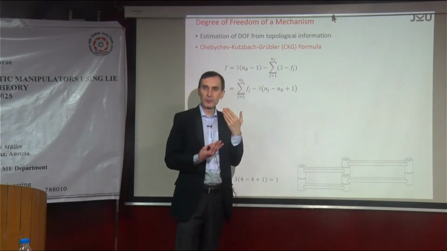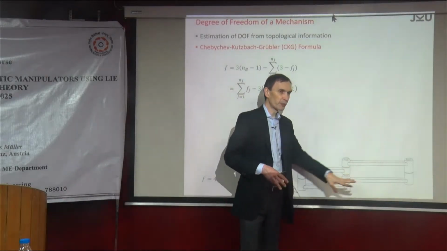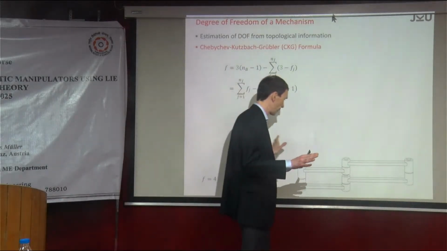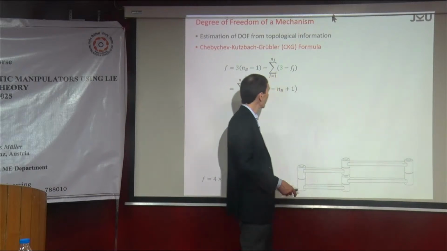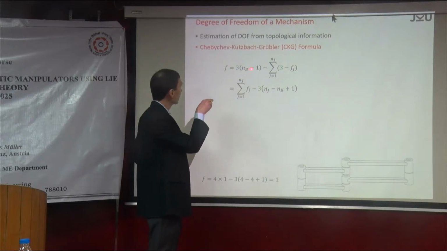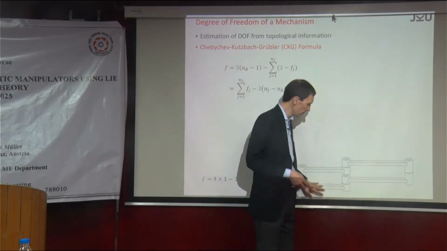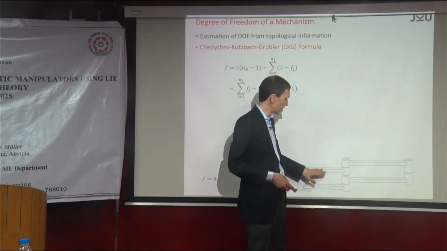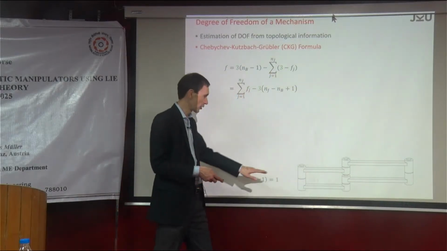So how do you start estimating the degrees of freedom? Let's say that all of the bodies would be unconstrained, so there are no joints. This is the ground, which of course is not moving. We have three moving bodies. Let's say we have NB bodies, the number of bodies. So N equals four bodies here, but only N minus one are mobile, because one is the ground.